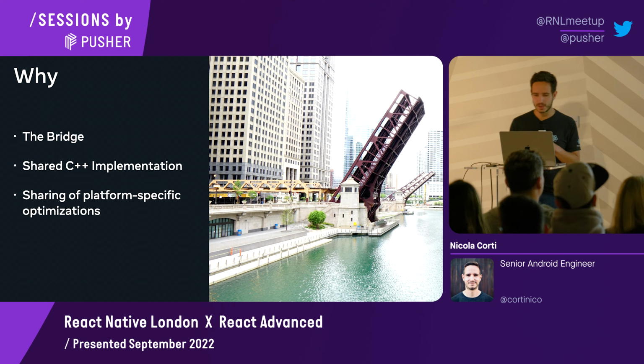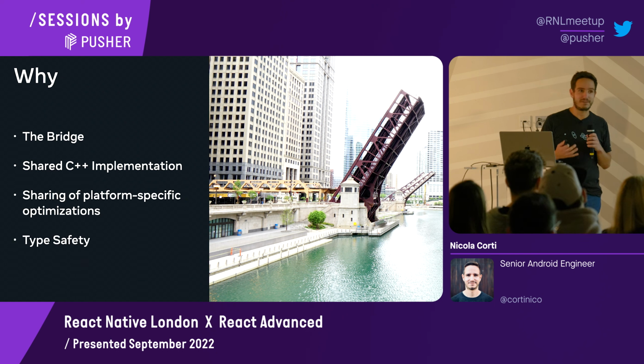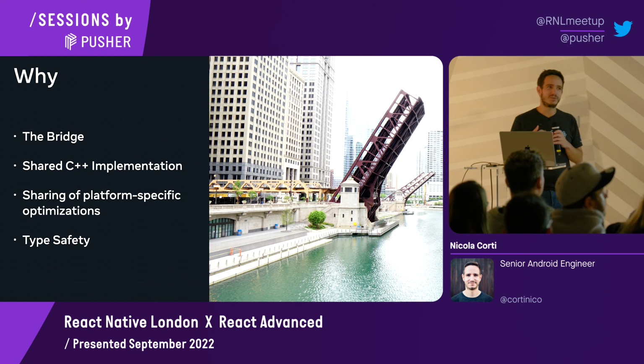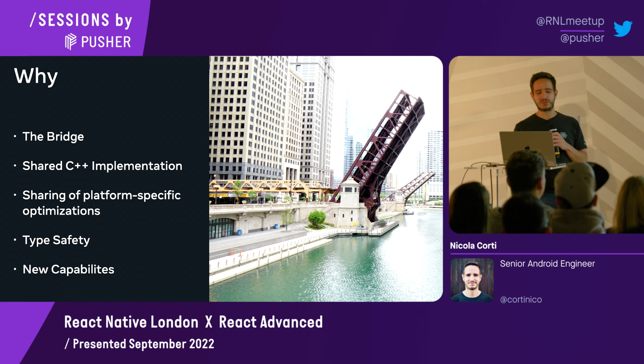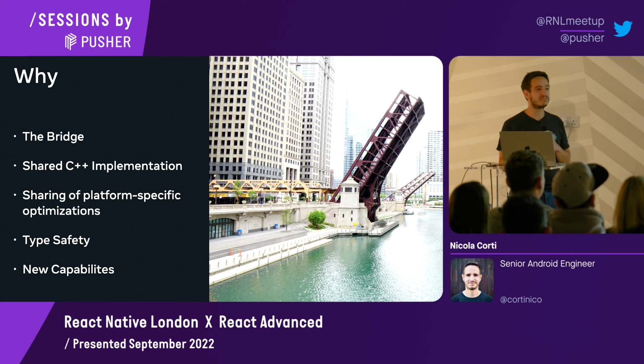We also wanted to bring type safety in the React Native formula. As you probably are familiar with React Native, you work with JavaScript, you work with platform code, and now you also work with C++. And we want to make sure that things can't get out of sync because types are not matching or so. And the new architecture also is the foundational stone of a lot of new capabilities that we will be releasing in the coming years.